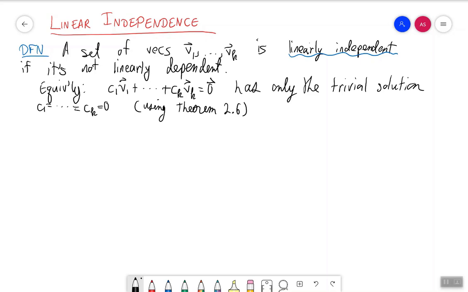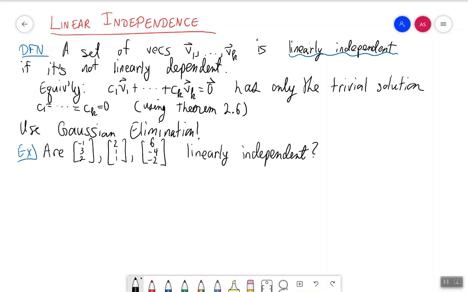Well, you can say, okay, how do we go about finding out whether a set of vectors is linearly independent, or equivalently, whether or not they're linearly dependent? Well, we can use row reduction. So use Gaussian elimination. So let's do an example.